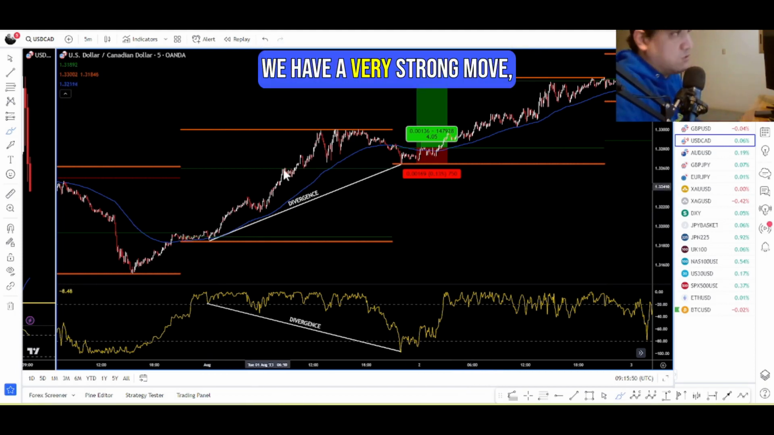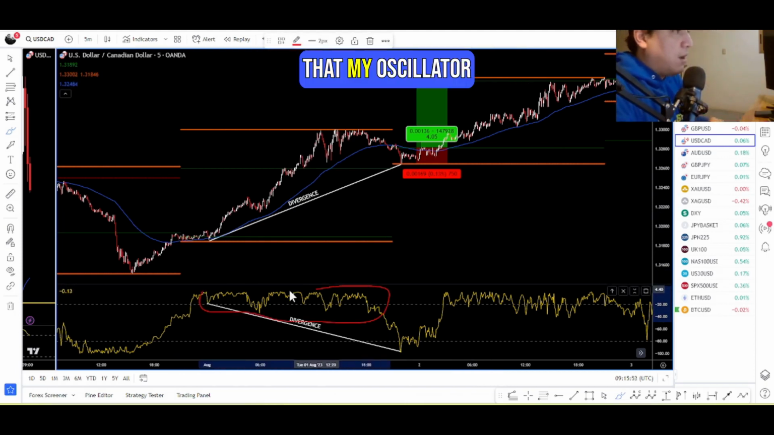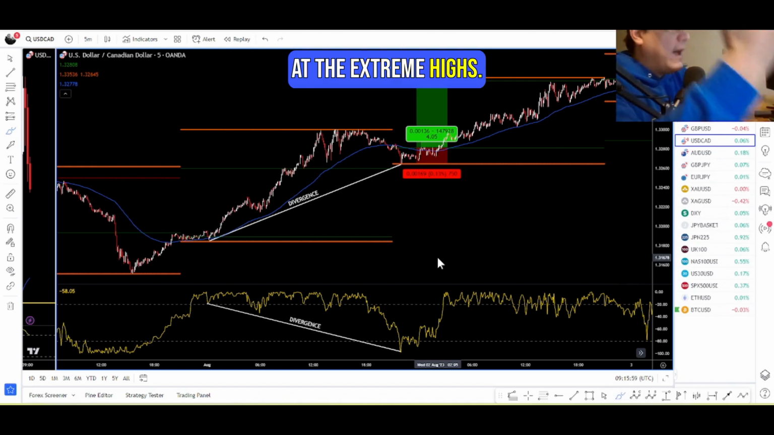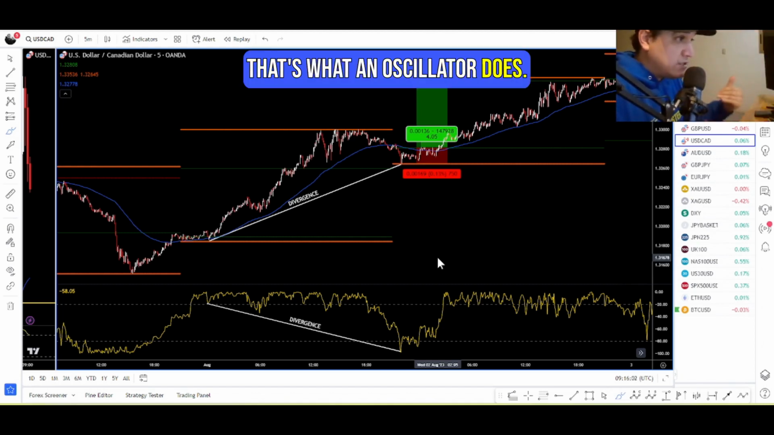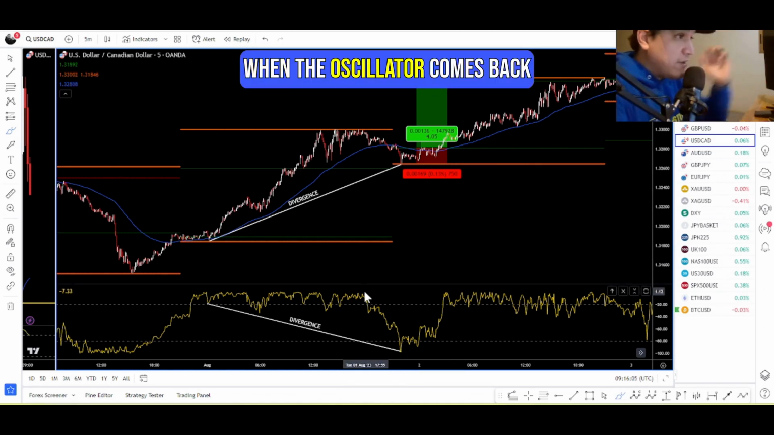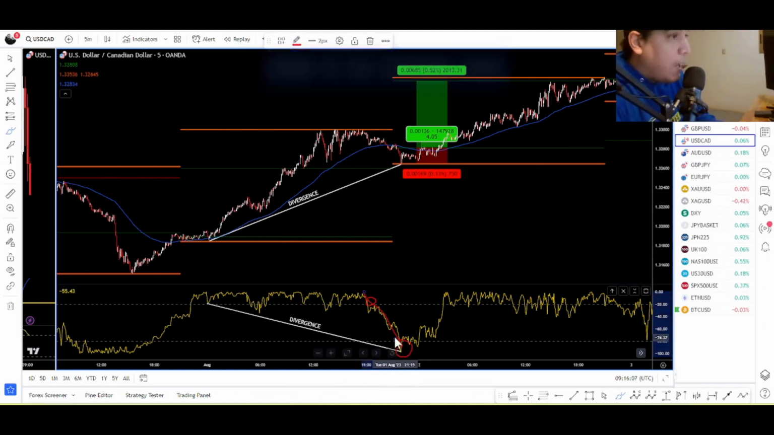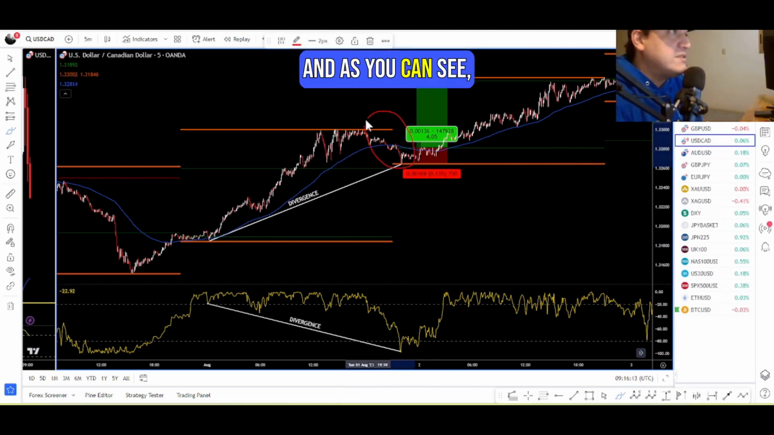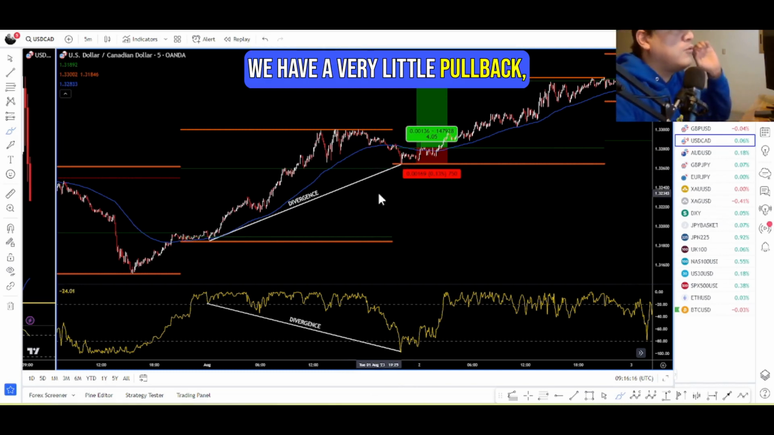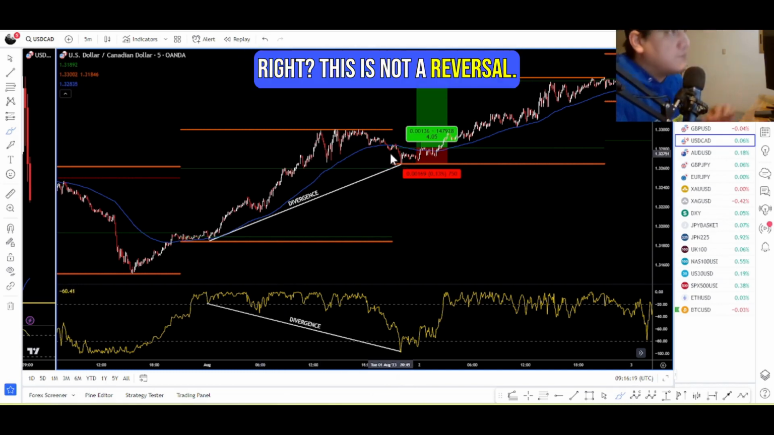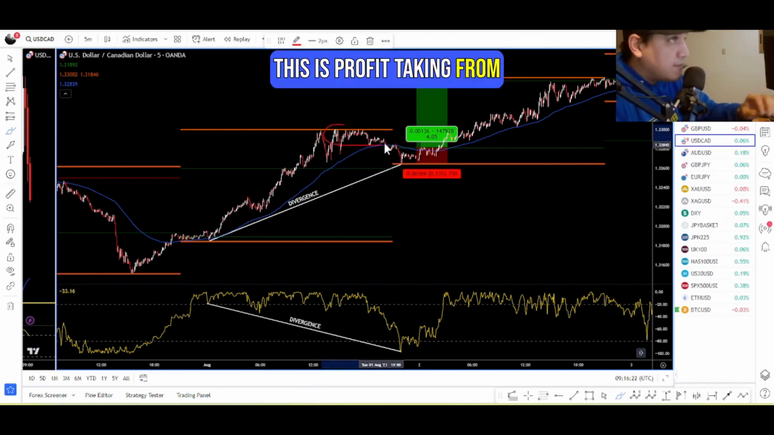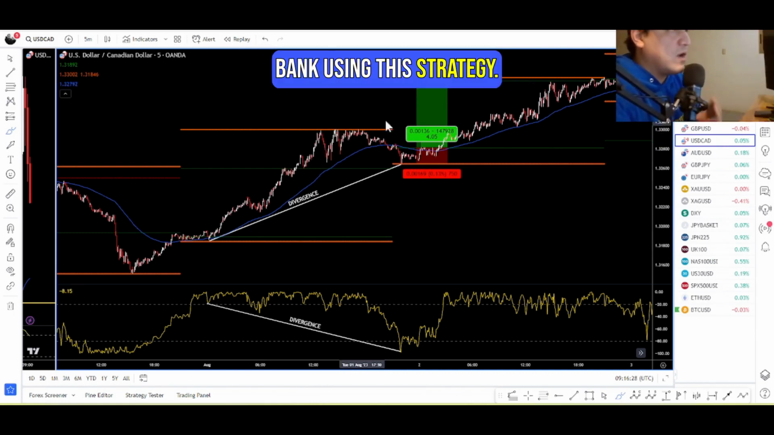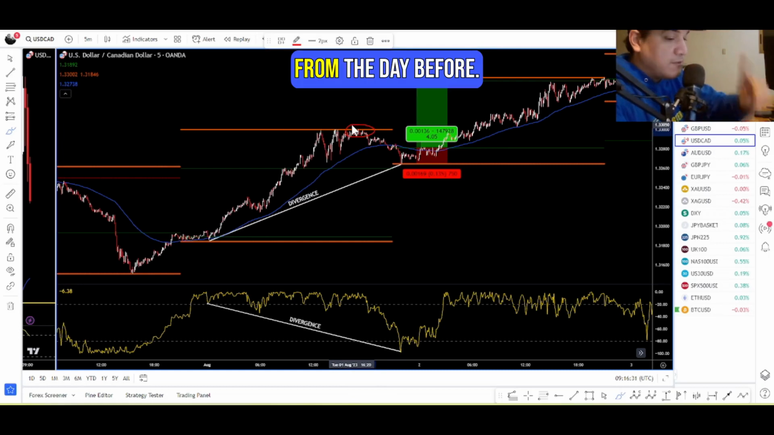What this indicator does is give me a gauge on how strong the market is. For example, we have a very strong move. Of course, my oscillator is going to stay at the extreme highs. Why? That's what an oscillator does. Now, when the oscillator comes back down to the extreme lows, that is where I watch and see what price action has done. And as you can see, we have a very, very little pullback, right? This is not a reversal. This is profit taking from the day before, guys. And this is why we are going to bank using this strategy. This is profit taking from the day before.